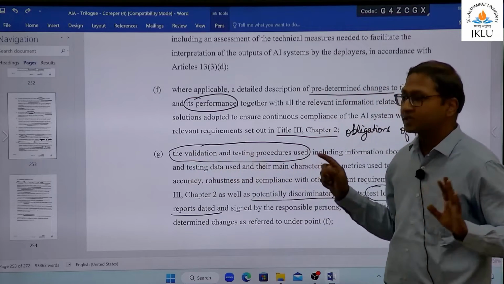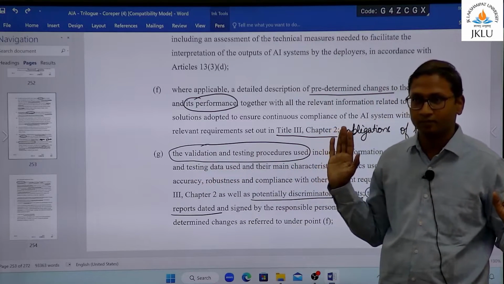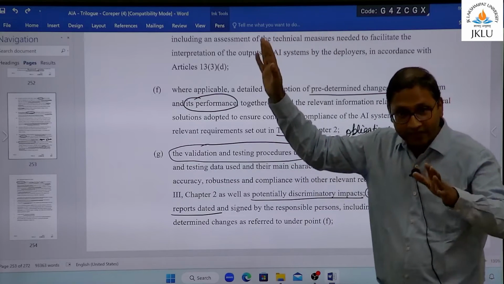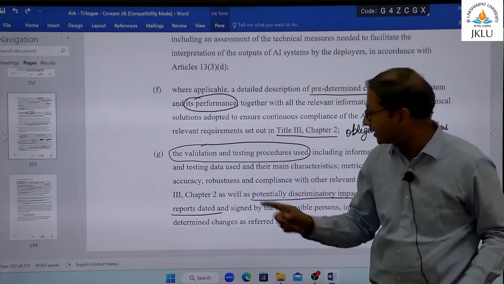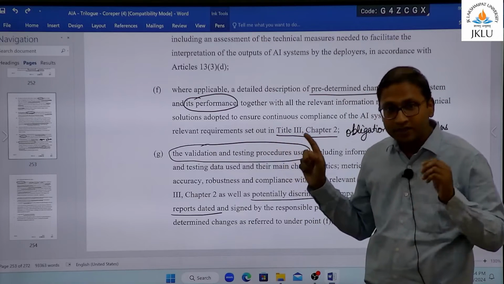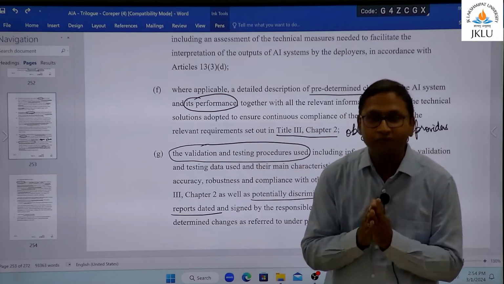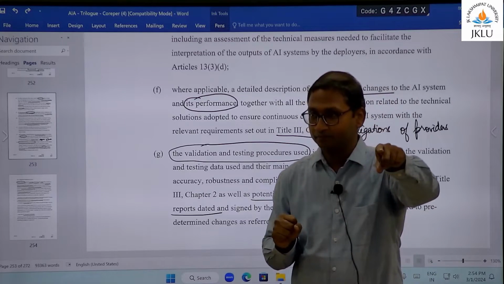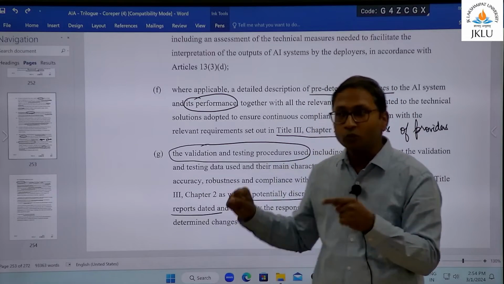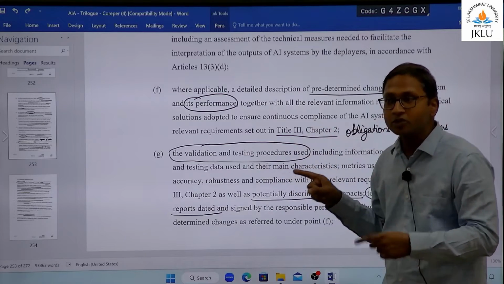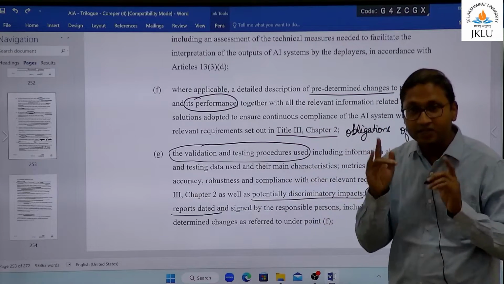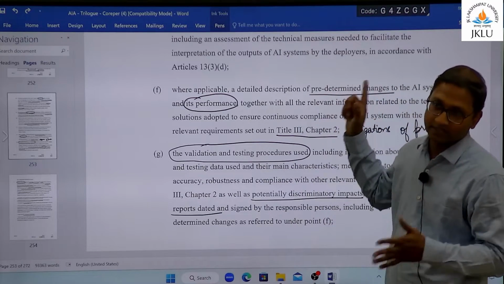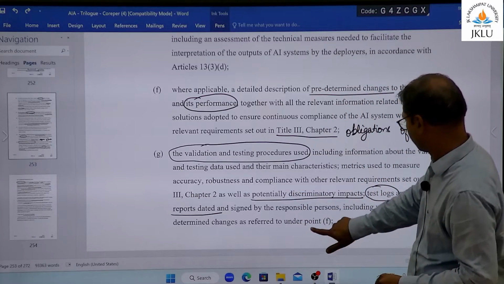Validation and testing procedures used. Okay, so how you trained, which hardware you trained on, and then finally validation and testing procedures used. So basically wherever you can fool others in your AI, this act ensures you can't do that, at least not for high risk AI systems. This is what it means. Okay.